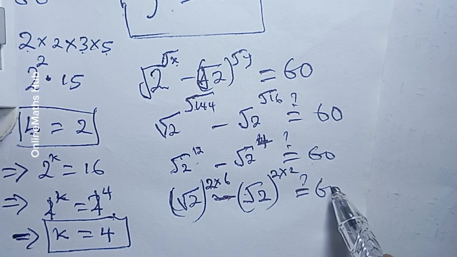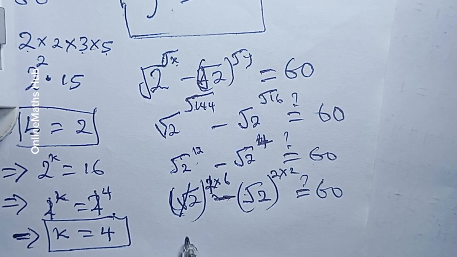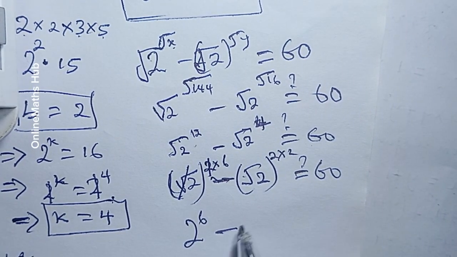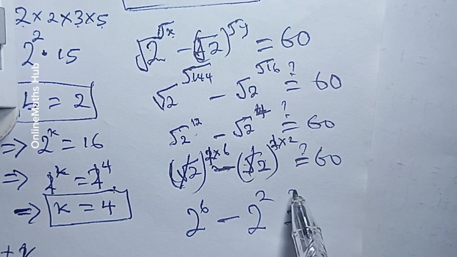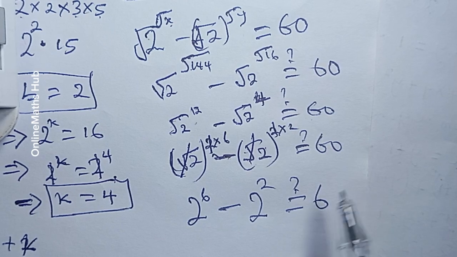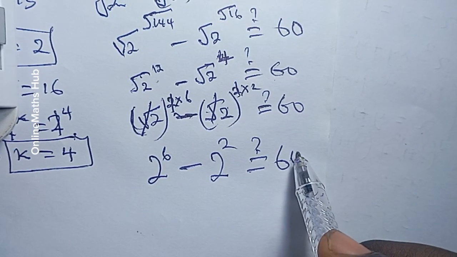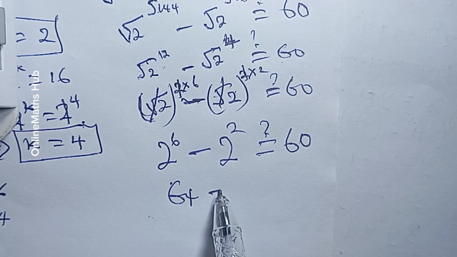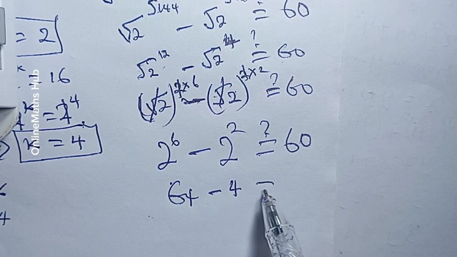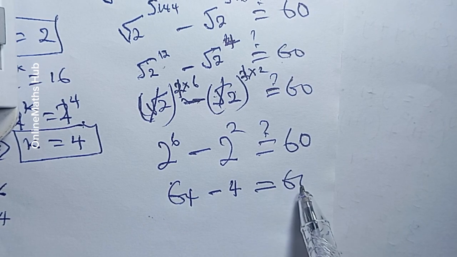And then will that be equal to 60? These two will cancel this, so we now have 2 power 6 minus, these 2 will also cancel this square root, so we have 2 power 2. And then would that be equal to 60? Let's find out. So 2 power 6 is 64, minus 2 power 2 is 4, and obviously this is equal to 60.